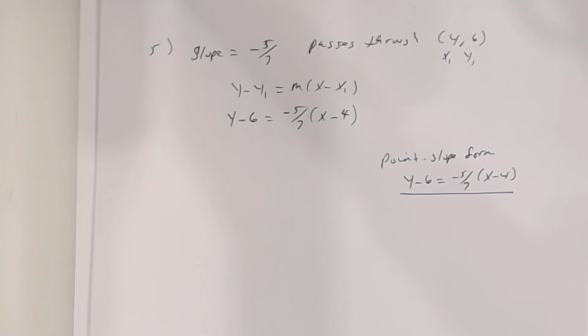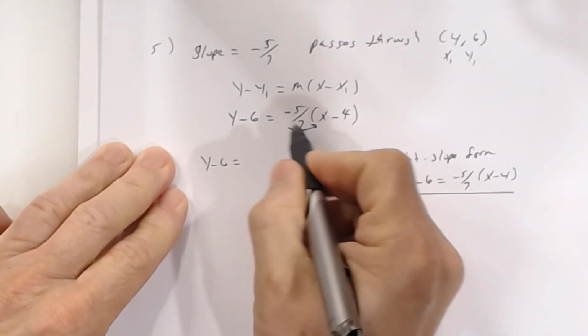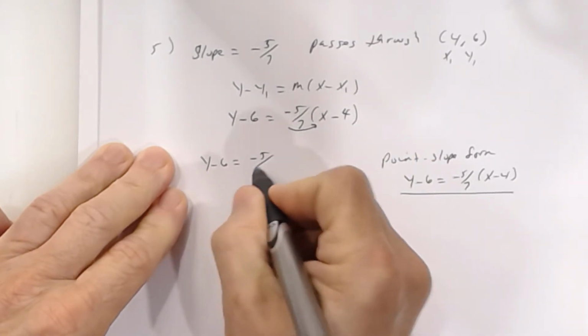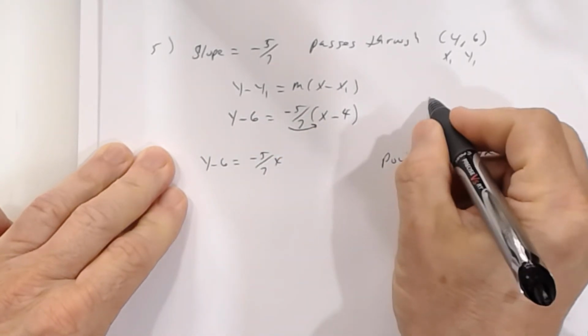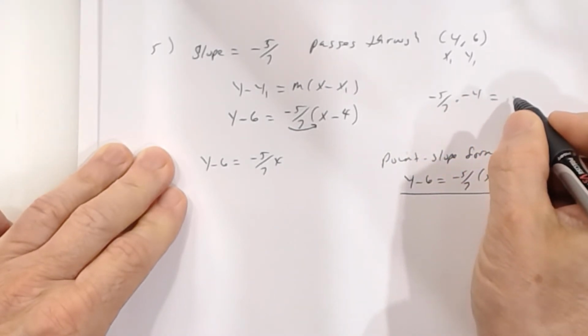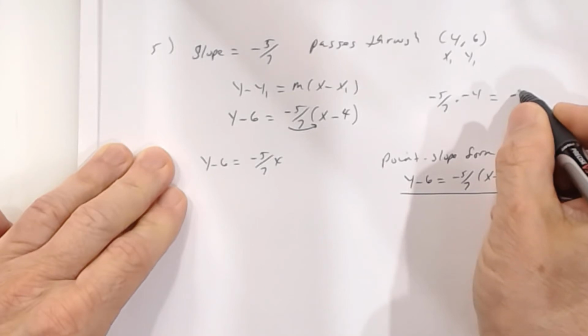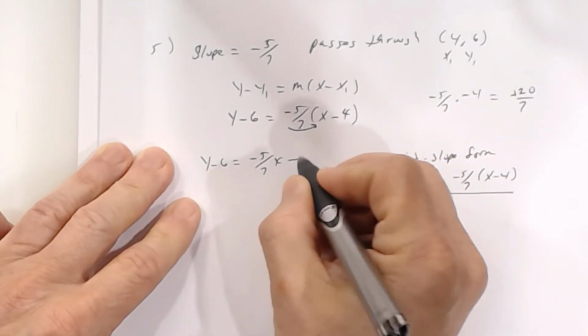Now, if you want to use your calculator, then what's the next step? Distribute. So in distributing, I get y minus 6 equals negative 5/7 times x is negative 5/7 x. A negative times a negative is a positive. But what is negative 5/7 times negative 4, though? A negative 20 over 7. Okay. Positive. Thank you. Positive 20 over 7.